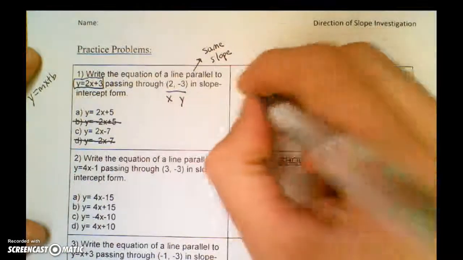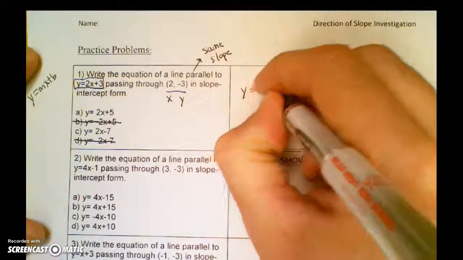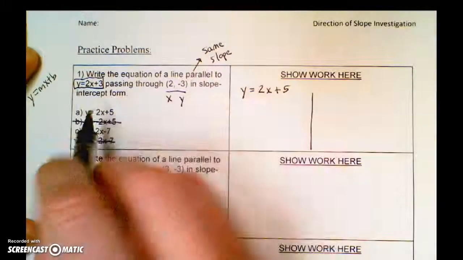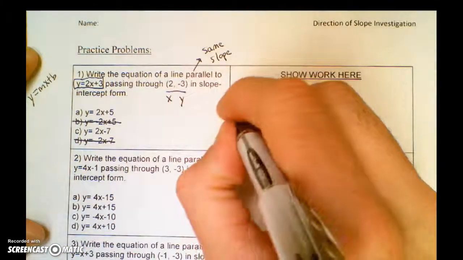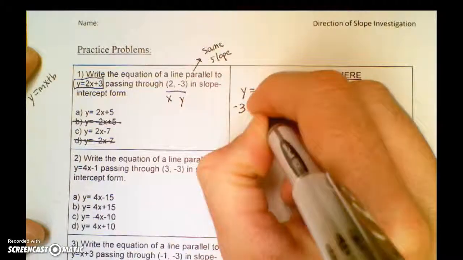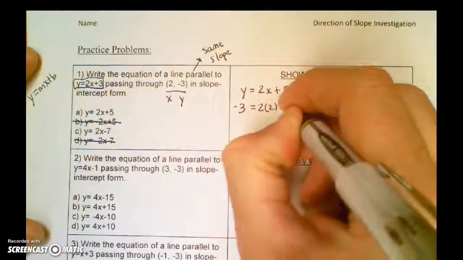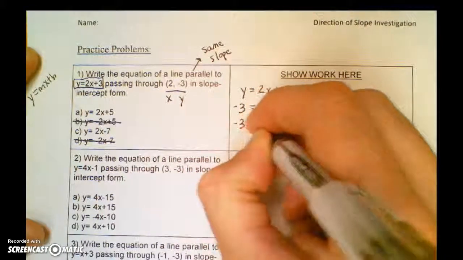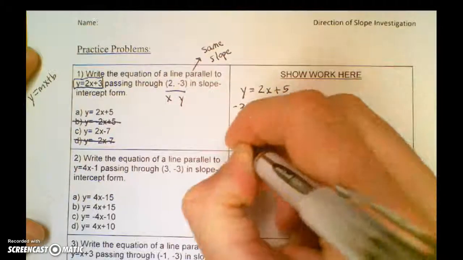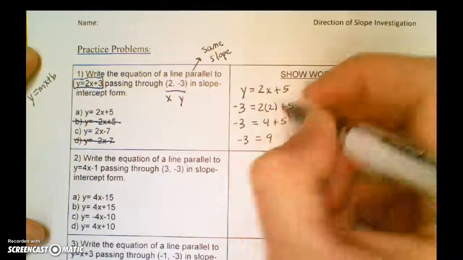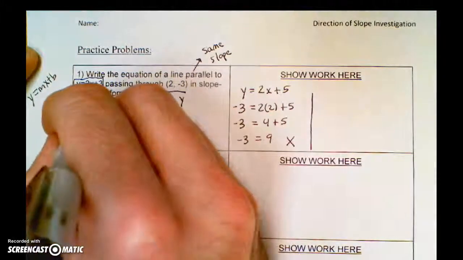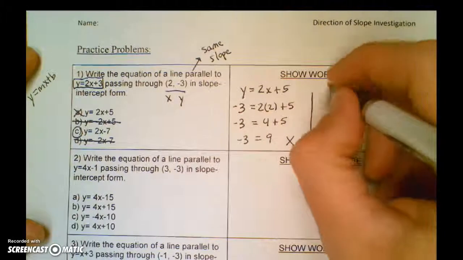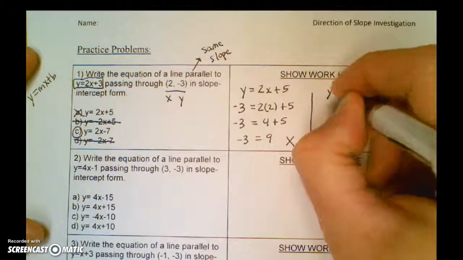The first equation is y equals 2x plus 5. I'm going to plug in 2 for x and negative 3 for y and see if I get a true statement. This is not true, so it is not A. So by process of elimination it should be C, but let me just make sure I show my work to prove it.